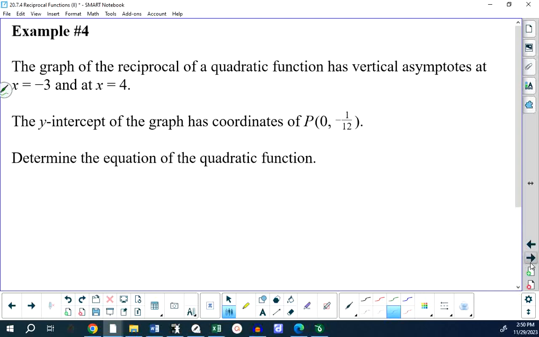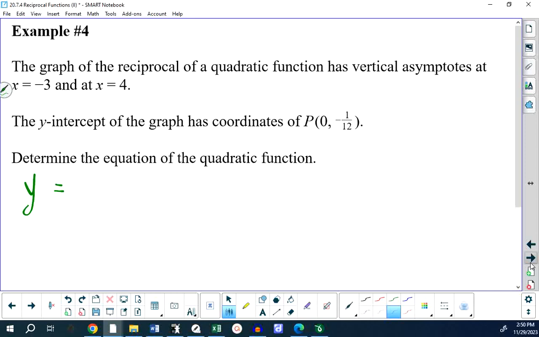The graph of a reciprocal of a quadratic function has 2 vertical asymptotes at -3 and 4, and the y-intercept of the reciprocal is -1/12. What's the equation of the quadratic function? So, it turns out this is a pretty simple question when you look at it in the right way, but it can be complicated if I change the question slightly.